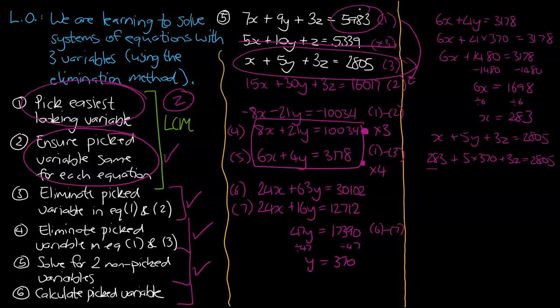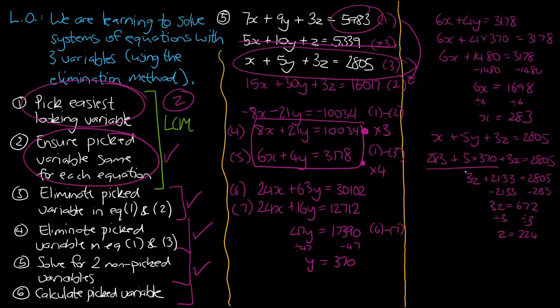This is where I get my calculator out, see what all that comes to. So that's going to be 3z plus 2,133. That's going to be equal to 2,805. I'm now going to subtract that 2,133 from both sides. So just doing that on my calculator now, we get to 600, and so 3z is equal to 672. I'm now going to divide by 3, and we're going to get z is equal to 224.